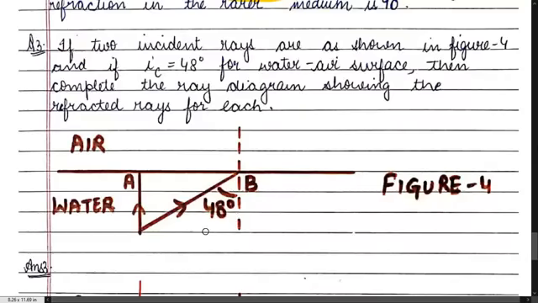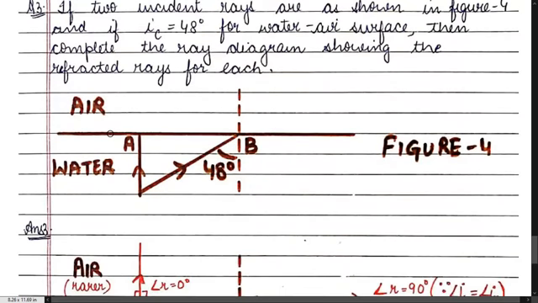Coming to the third question: if two incident rays are as shown in figure number 4, ray A and ray B, and if the critical angle is 48 degrees for the water-air surface, then you have to complete the ray diagram shown in figure number 4 and show the refracted rays for both A and B.